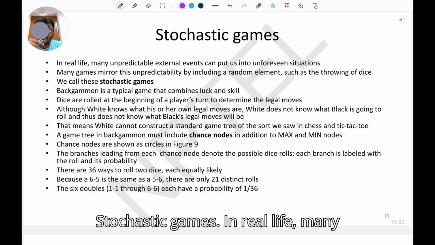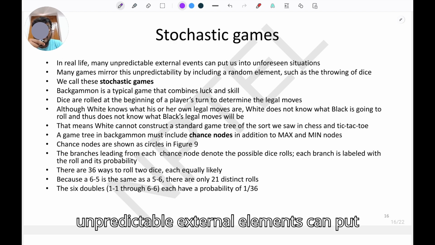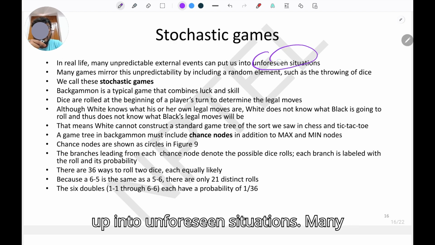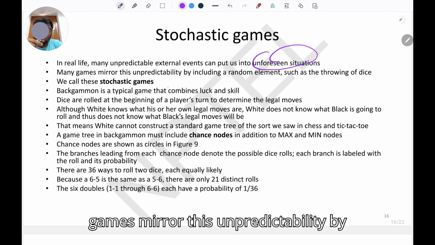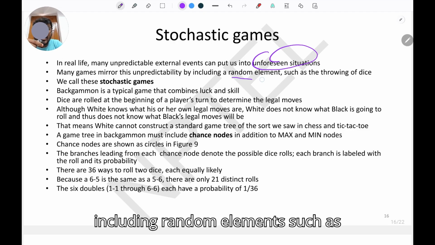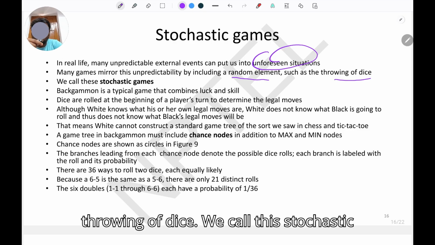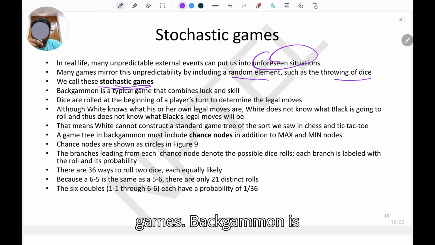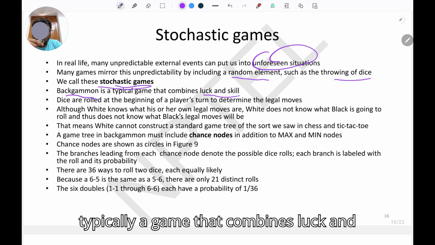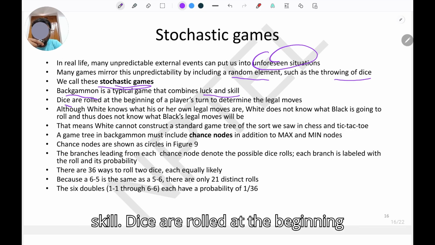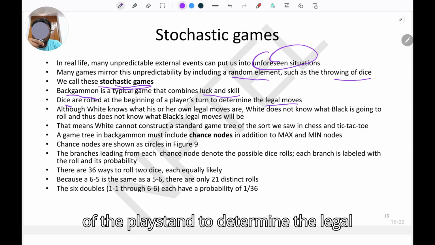Stochastic games. In real life, many unpredictable external events can put us into unforeseen situations. Many games mirror this unpredictability by including random elements such as the throwing of dice. We call these stochastic games. Backgammon is typically a game that combines luck and skill. Dice are rolled at the beginning of the player's turn to determine the legal moves.